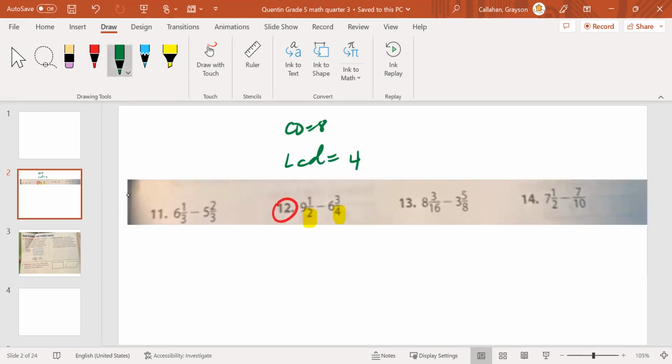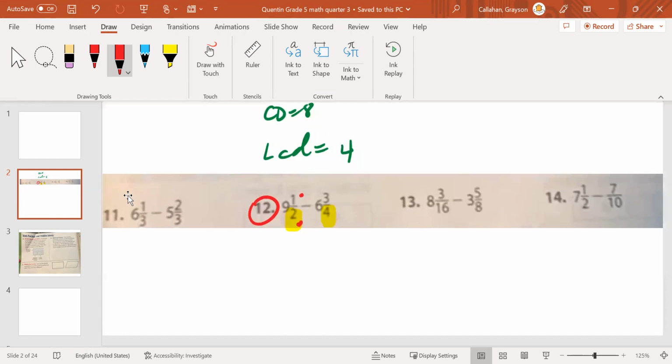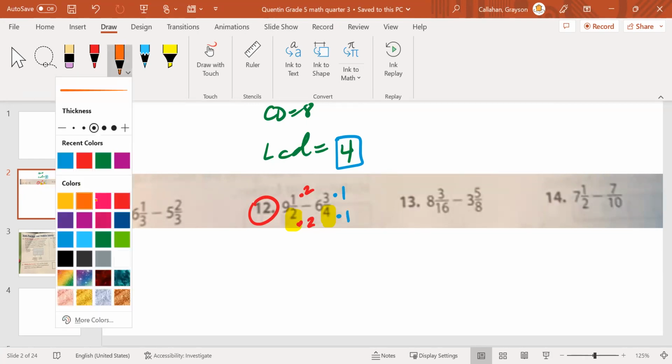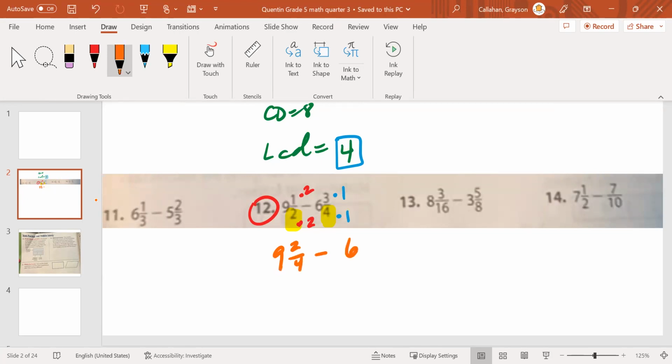So then what do I multiply with this one here? What do I multiply with the denominator of 2? What do you multiply for the second fraction? It's a 1 or nothing, okay? So then let's go ahead and rewrite this. For the first one, I have 9 and 2 over 4 minus 6 and 3/4.